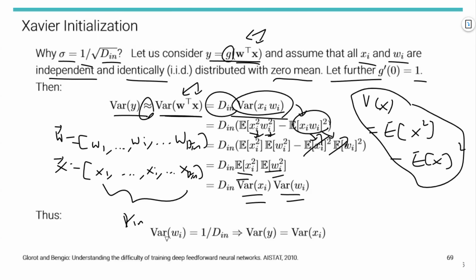And the variance of wi equals 1 divided by d in. And the variance of y and the variance of xi become equal. This is why we are setting the standard deviation as 1 divided by the square root of d in.